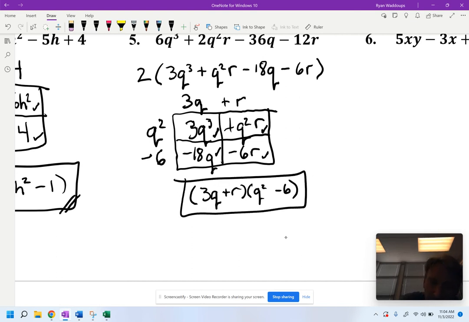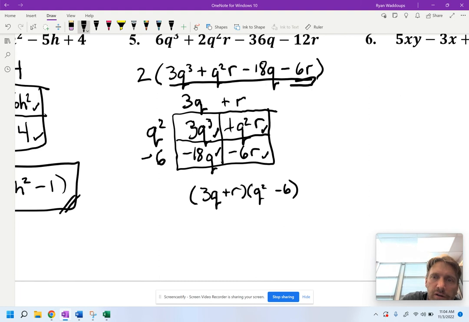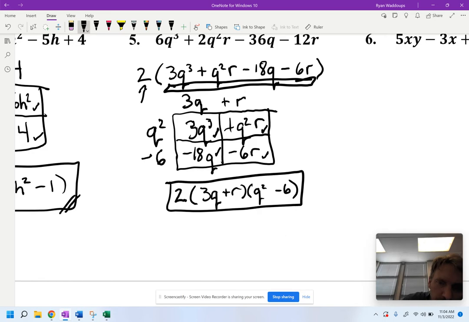Oh, sorry. Those are not all of the factors. Those are the factors of this part that I've just underlined there. I forgot the 2 that I took out. So that 2 is still a factor. So we need to put that 2 in there also.